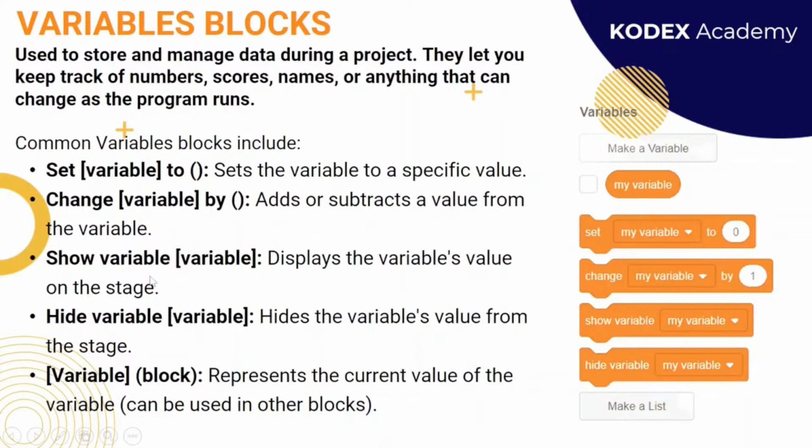Now the next one is show variable and another one is hide variable. In a particular situation in your project, if you want to display your variable, you can use show, and if in some case you want to hide your variable, you can use the hide block. This one I have already told you, the variable block, which represents the current value. Whatever the current value you are using in your variable, it will be represented on your screen.